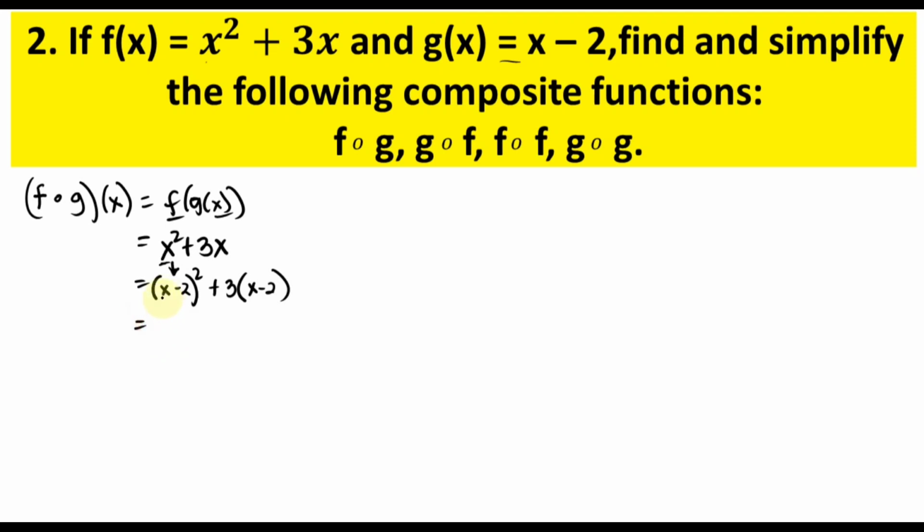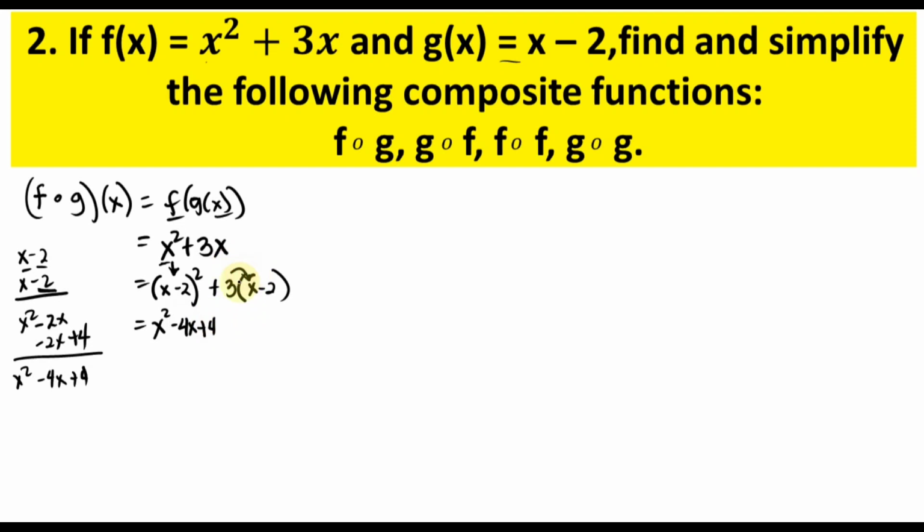Then simplify, x minus 2 raised to 2, so meaning you need to multiply by itself. So x times x, that is x squared, then x times negative 2, that is negative 2x, negative 2 times x, that is negative 2x, plus negative 2 times negative 2, that is positive 4. Then simplify, x squared minus 4x plus 4. So this x minus 2 raised to 2, equivalent yan sa x squared minus 4x plus 4.